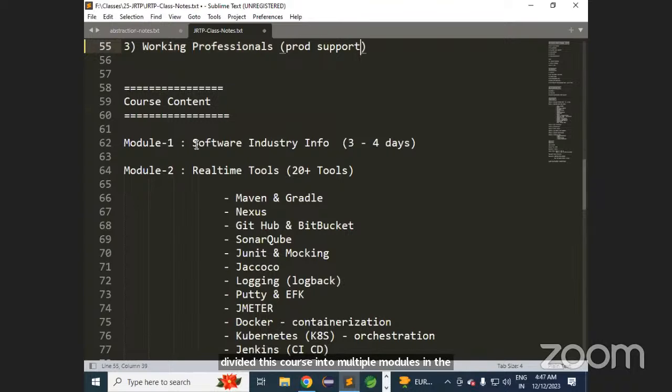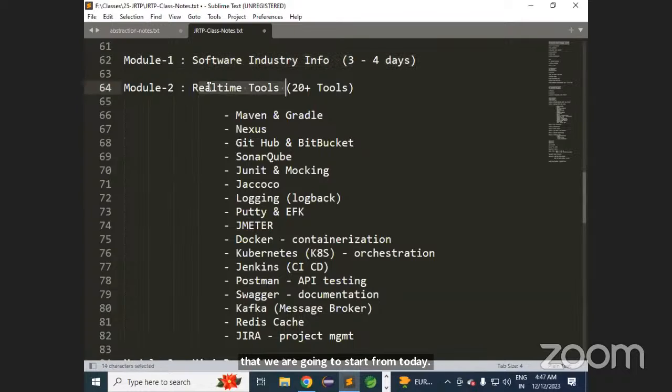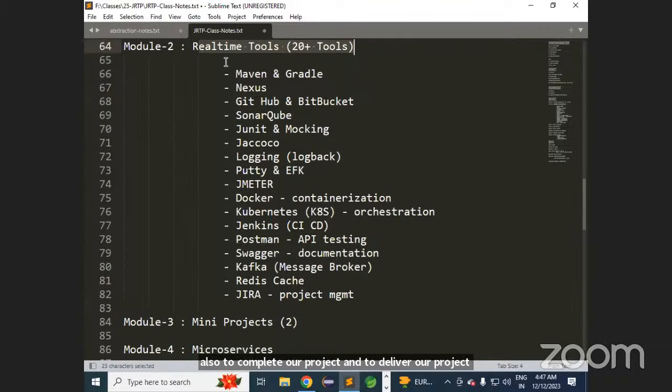In the first module, we are going to learn software industry details, that we are going to start from today onwards. Then in module 2, we are going to learn some tools, guys. For a Java developer, writing only Java code is not sufficient. Along with that Java coding, we need to use some tools also to complete our project and to deliver our project to the client. There are several tools that we are using in the industry as part of our project development. Those tools I have listed here. Around 20 tools we are going to cover during our project training.